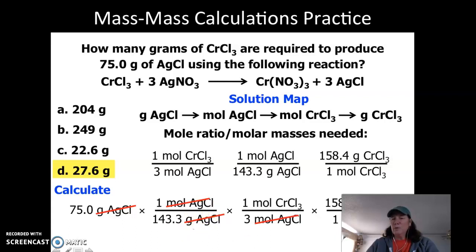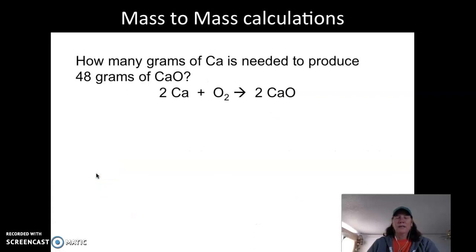So again, I put 1 mole on the bottom, and I'd use 158.5 on top. So I take 75 times 158.5 divided by 143 divided by 3, and I would get 27.6. So that's a mass to mass. And again, I know it's the longest one, but really it's the one that's used the most because it makes the most sense. Okay. Here's another mass to mass.